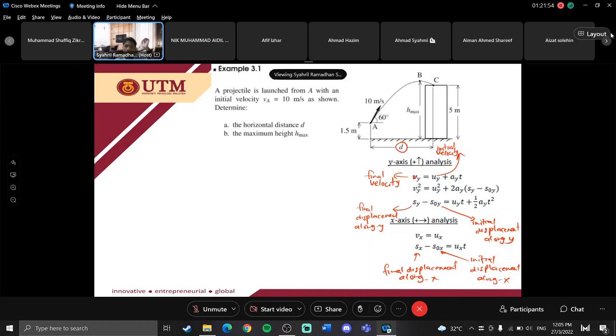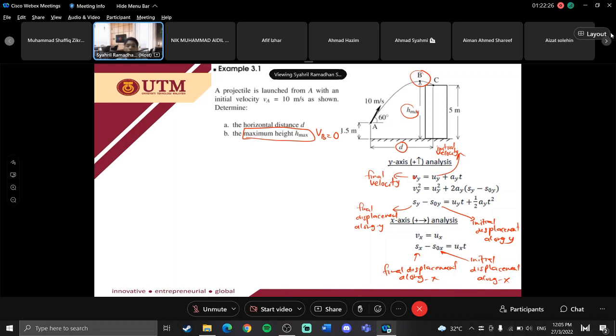So we have two questions here: the horizontal distance and also the maximum height. I mentioned previously, if we have maximum height, what will be the information that you have? Maximum height? Velocity 0, sir. Yes, correct. Your velocity at maximum height, at this point, is 0. So I put here VB equal to 0. So this is the information that you have.